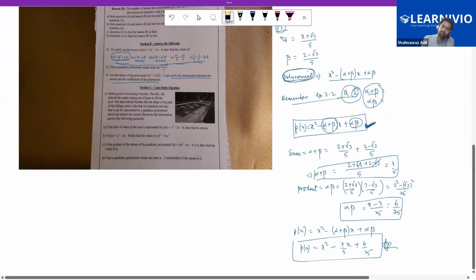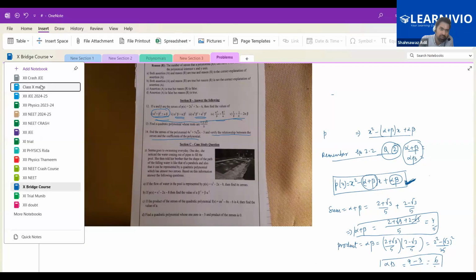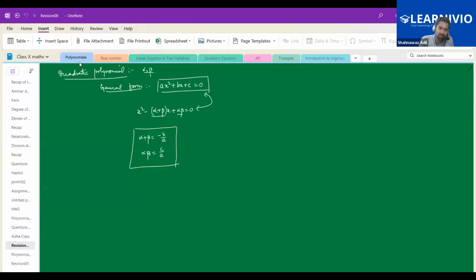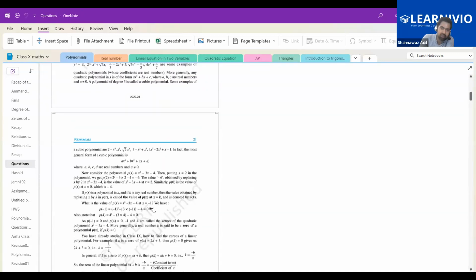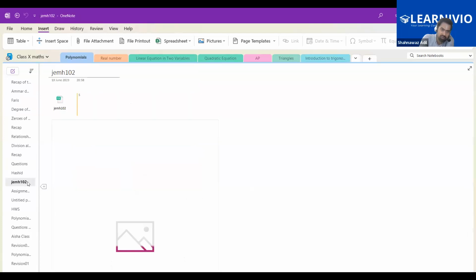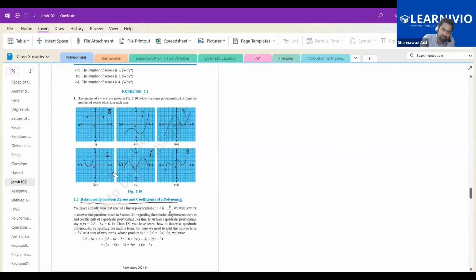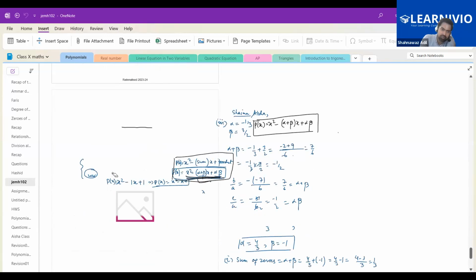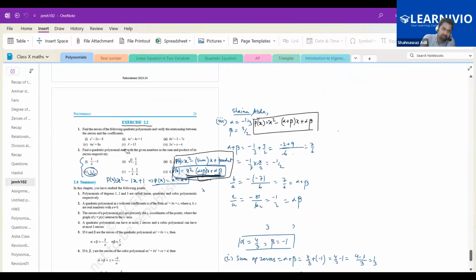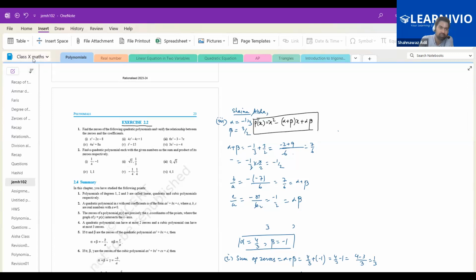So you can see the simpler examples, right? Let me show you the simpler examples in your NCERT book. In the NCERT book, you have this polynomial chapter. This book is 2023, the newer one. You see the second part of this book. All these questions, the sum and product are given and you have to write the polynomial. Those are the questions that you have.